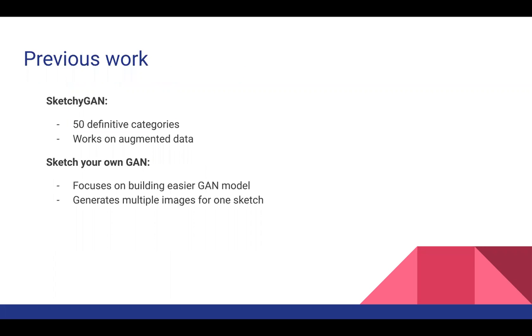Going over some previous work, first is SketchyGAN, which works on augmented data and uses generative adversarial networks to synthesize images based on sketches for 50 definitive categories. Second is Sketch Your Own GAN, which talks about building easier GANs to help predict multiple possible images given a GAN. Compared to these two, our approach is novel in both the technique front and the dataset front.